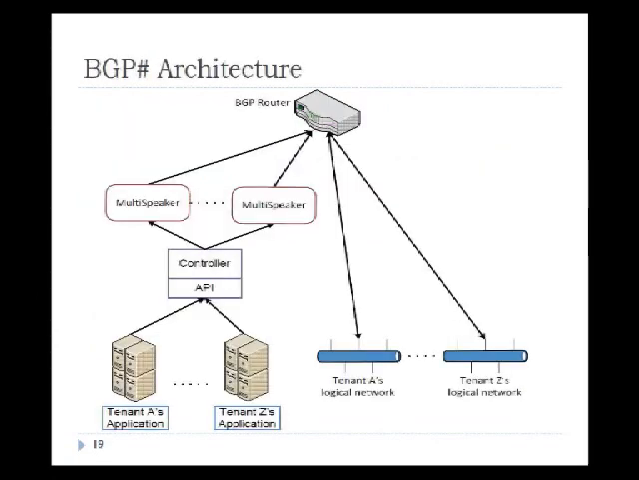And the BGP architecture looks something as follows. On the lower right-hand corner, you have the tenant's logical network connected to the router as usual. On the left, you have multiple multi-speakers connected to the router, and each of the speakers is also connected to the controller. And the controller finally has an exposed API to each of the tenant's applications. So let's look at how we can use this architecture to solve the tenant goals that I previously mentioned.